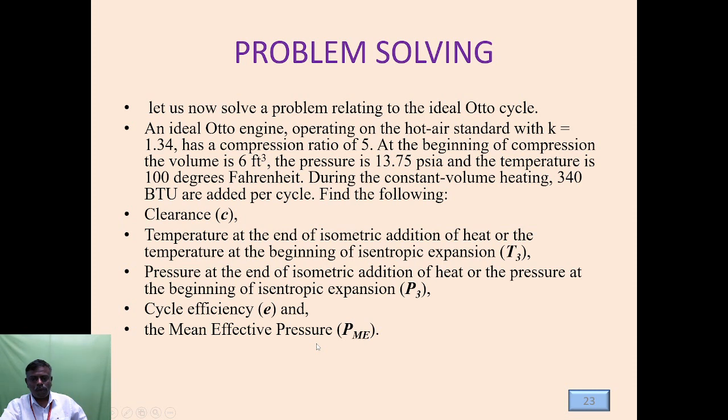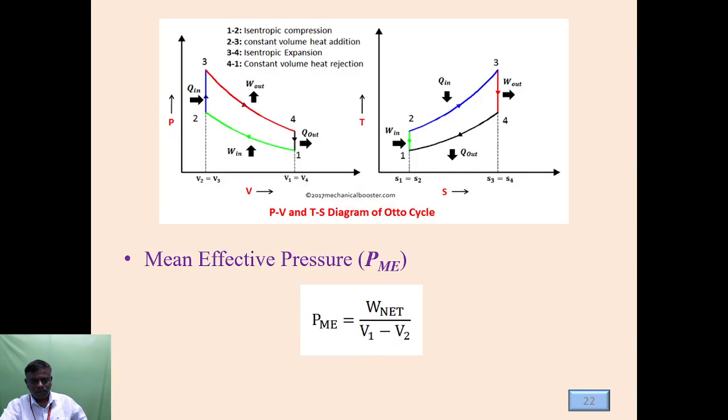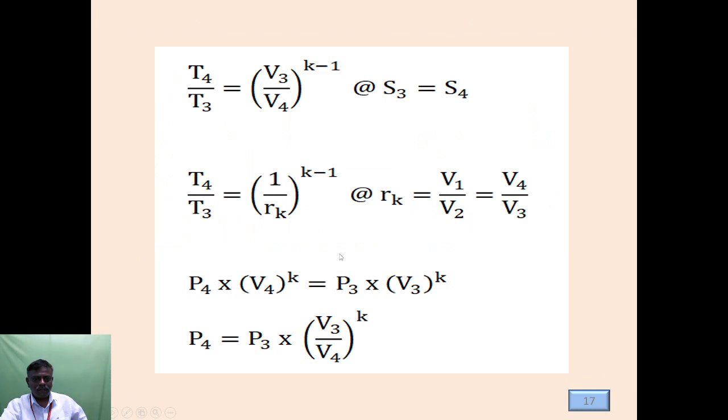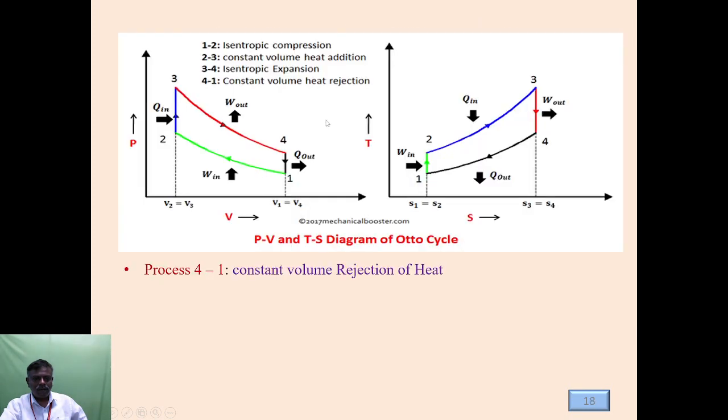Problem solving. Here is an example problem. Before going to solve the problem, we should clearly understand the cycle, how the PV and TS diagrams are in the Otto cycle, what is going to happen in this cycle. The student must remember such things. Based on this concept and formula, the student will be able to solve the problem easily. Otherwise it is difficult by mugging up.